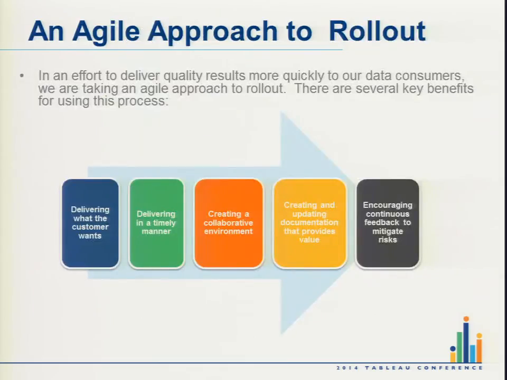Okay, this is my last slide, and it talks about Agile rollout. And here we are, we've done all this work, and the question becomes, how do we get it out to the corporation? So what we've done is we have tackled the Agile approach. And that simply means that as we start getting usable products, we go ahead and take them out and publish them and start training people.